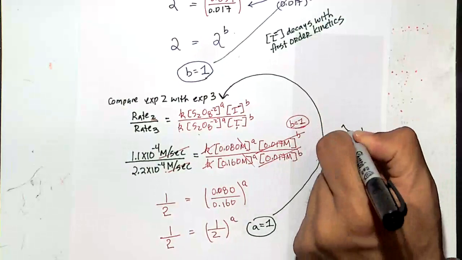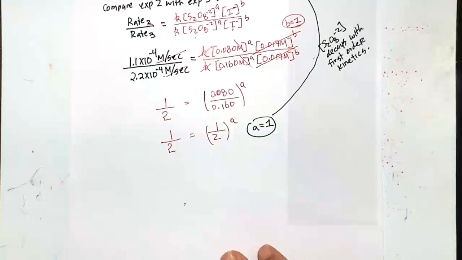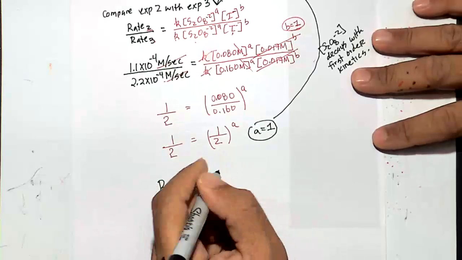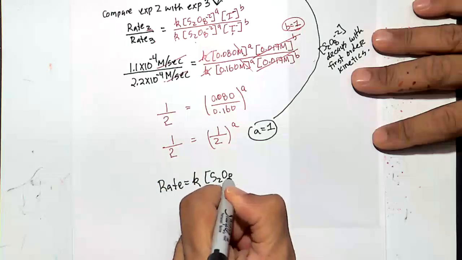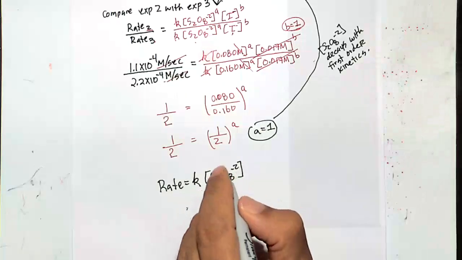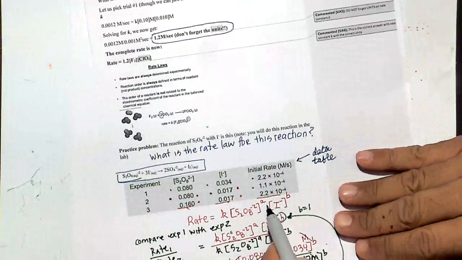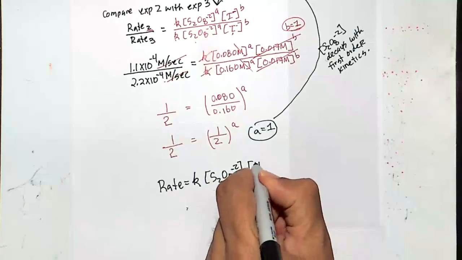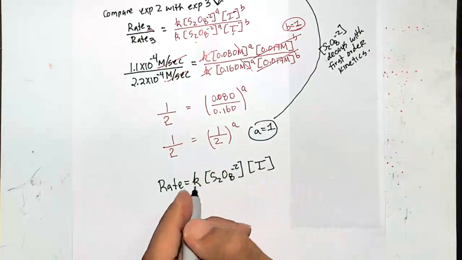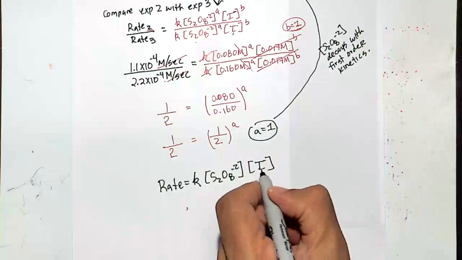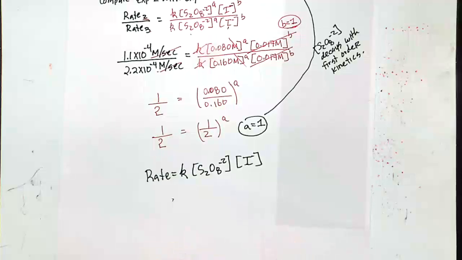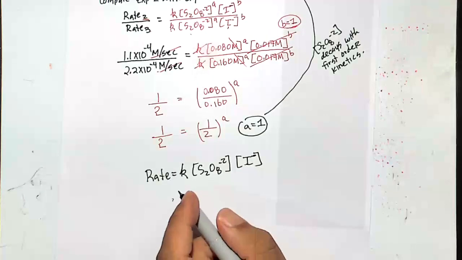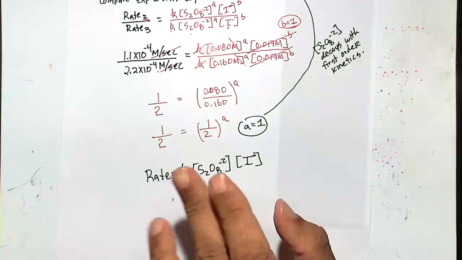Alright, so now let's fill out what we have calculated already. Rate is equal to K times S2O8 minus 2 raised to the what power? A is equal to 1, so that's the first power, times I minus raised to the what power? 1. Alright. So are we done?